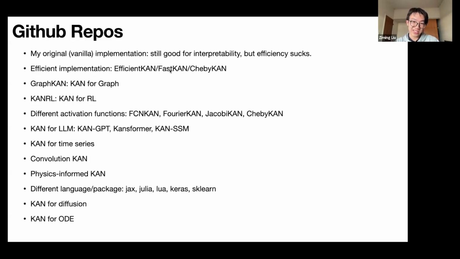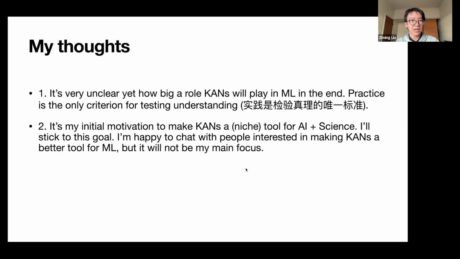There are also fast KAN and shapeshift KAN, which basically deal with the problem of efficiency. There are also KAN for graphs, KAN for reinforcement learning, KAN for large language models, KAN for time series, KAN for images, KAN for PDEs, KAN for diffusion, KAN for ODEs, everything. And as we chatted earlier, you can try different activation functions, and there are also people trying to write a KAN package in different languages. So yeah, this is my last slide.